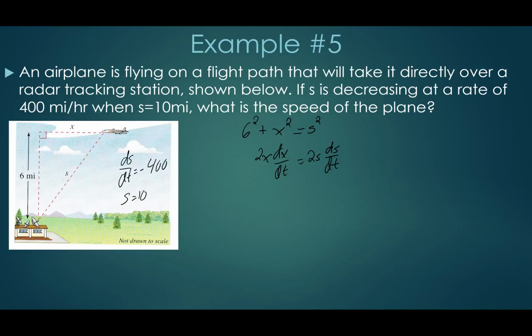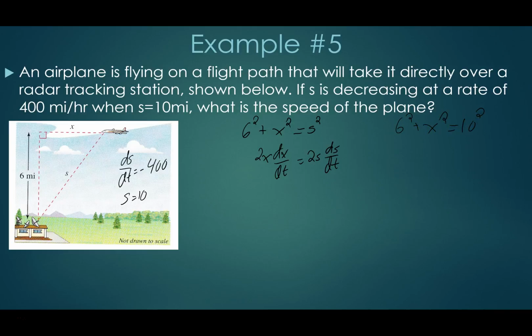The goal is to solve for the speed of the plane. Remember, dx/dt represents the change in x, how this is changing. That represents the speed in this case, because how this is changing in this direction is how fast the plane is going. So we need to get x in order to plug in and solve this. If I know s is 10, how can I solve for x? Back to the original equation. We couldn't use the 6 squared for the derivative, but I can use it to solve for x.